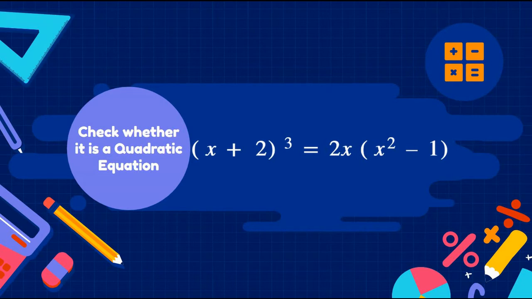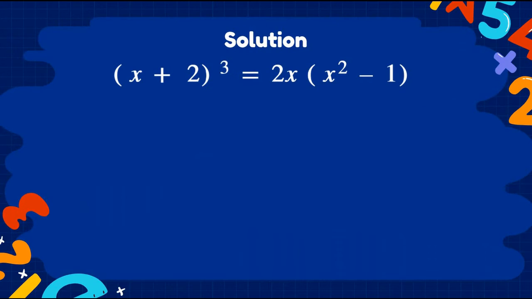So once again I am telling you, we have to check whether it is a quadratic equation or not. This is a very simple question. Let's see how it is to be done. The equation that we have got is (x + 2)^3 = 2x(x^2 - 1). By looking at this, you should quickly remember something very important. What do you remember by looking at it?